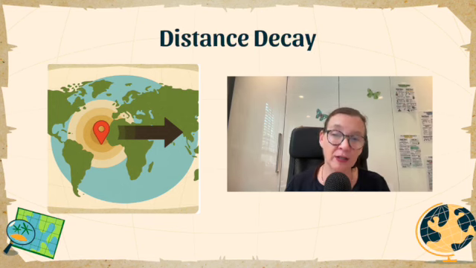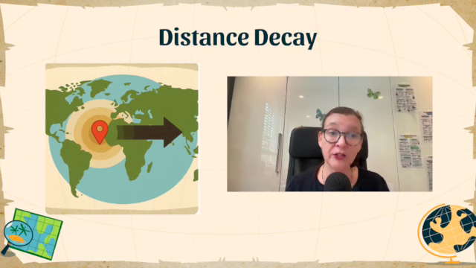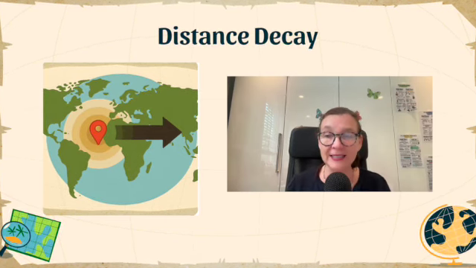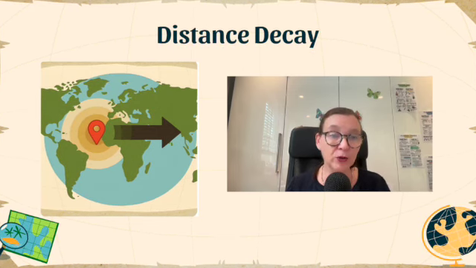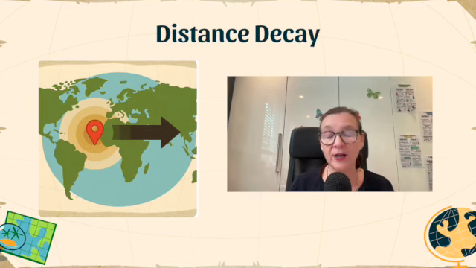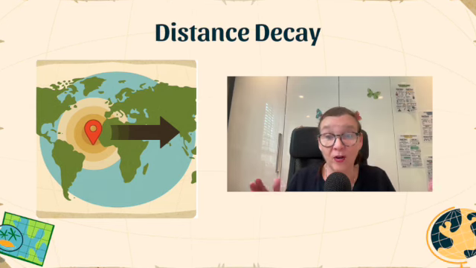That means people are less likely to travel, communicate, or trade over long distances, especially when there's no strong connection or reason to. Why is it important? Distance decay helps explain why towns form where they do, how people choose where to shop, how cultures spread. It's also the key to understanding why some ideas or trends don't reach areas as quickly or at all.